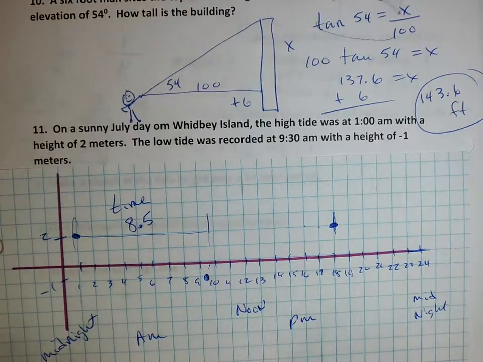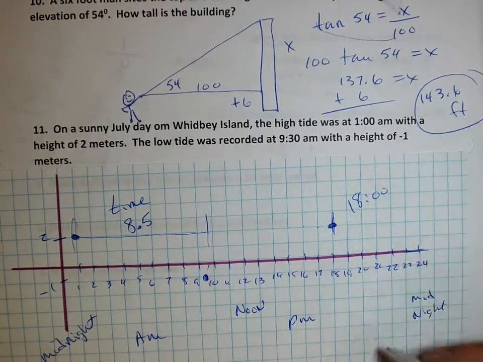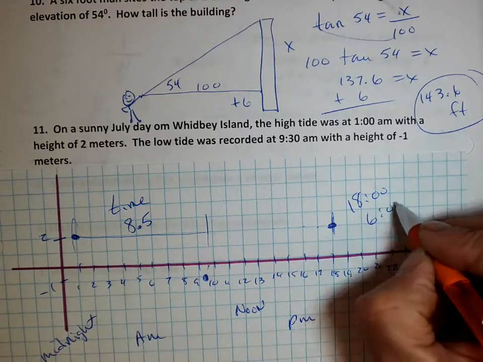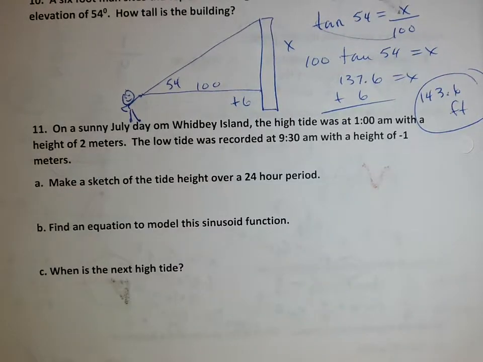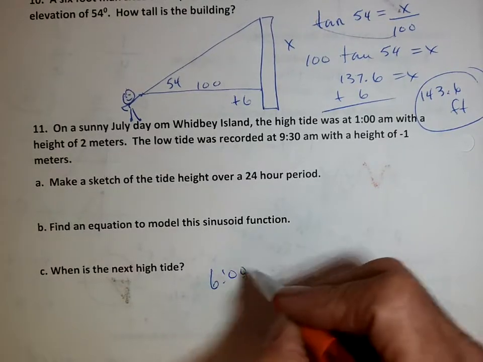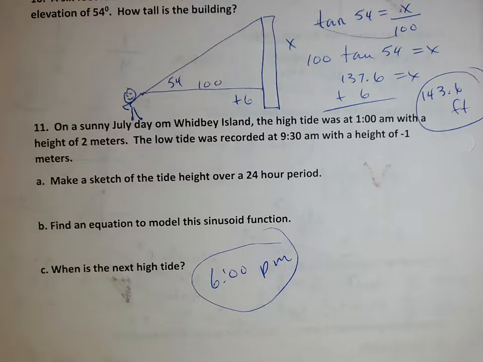And I can answer some of my question. I already know next high tide is at 1800, or in military time, what's that? 6 o'clock p.m., right? You guys okay? So I can put down, when is next high tide? 6 o'clock p.m., right? Got that. Boom. Okay, now comes the hard part, the equation, right? Wait, I will wait for you.